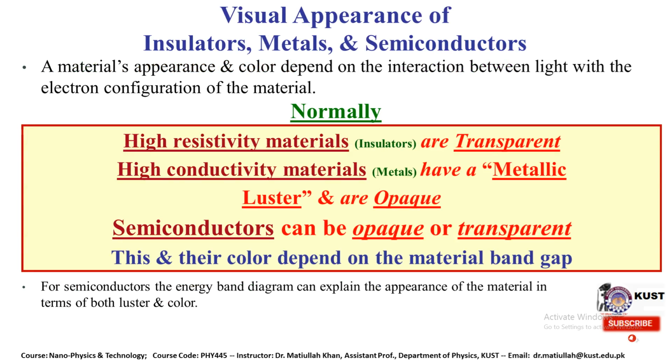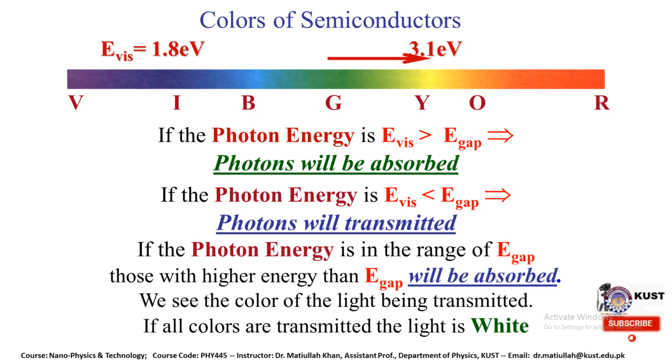For the visual appearance of insulator, metal and semiconductor materials, the appearance or color depends on the interaction between the light and the electron configuration in the material. There are different types of materials: some are transparent, some are opaque, and some are partially transparent. It depends upon their band structure and different optical properties of that particular semiconductor or insulating material. So this is the distribution of visible light across the spectrum. We have violet, indigo, blue, green, yellow and red colors present here.